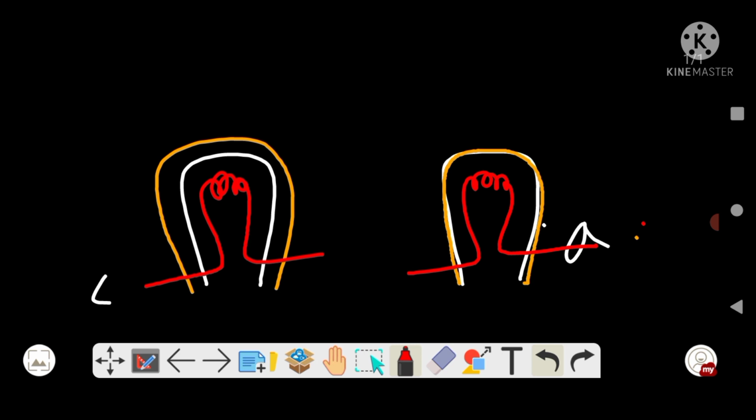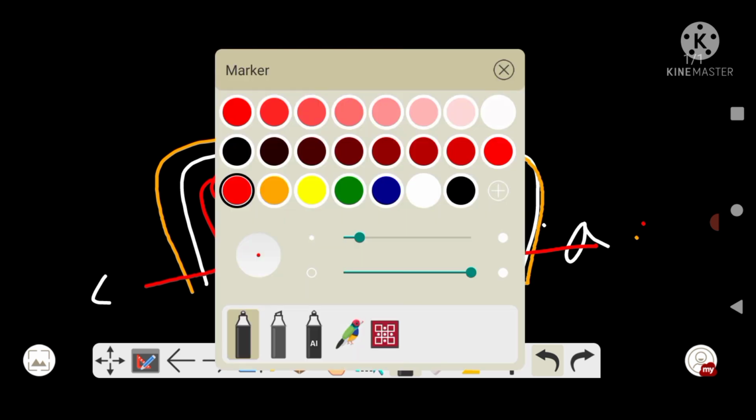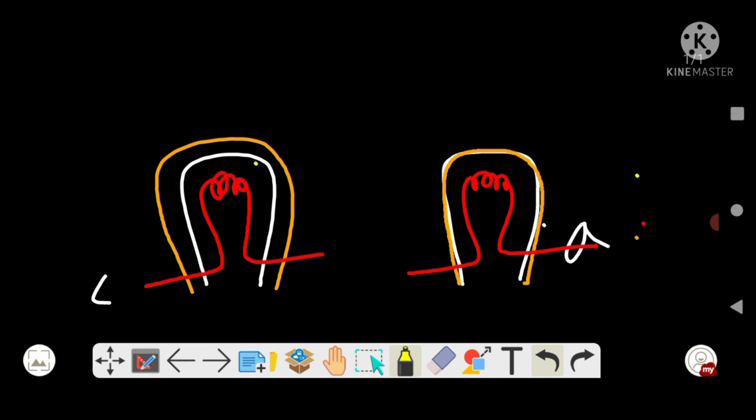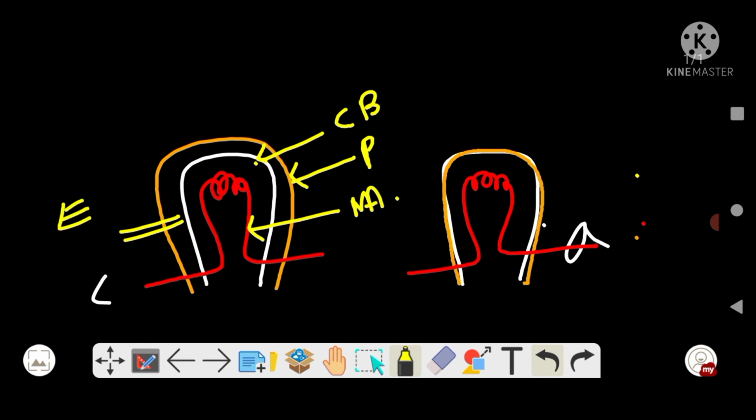So what I drew just now, this is your cortical bone. This is your periosteum, again in adult the same, and this one is your nutrient artery. The nutrient artery goes via, as you can see, if I say this is your epiphysis, of course this will be your metaphysis. So the nutrient artery supplies this metaphysis region. And this is your cortical bone, this is your periosteum.